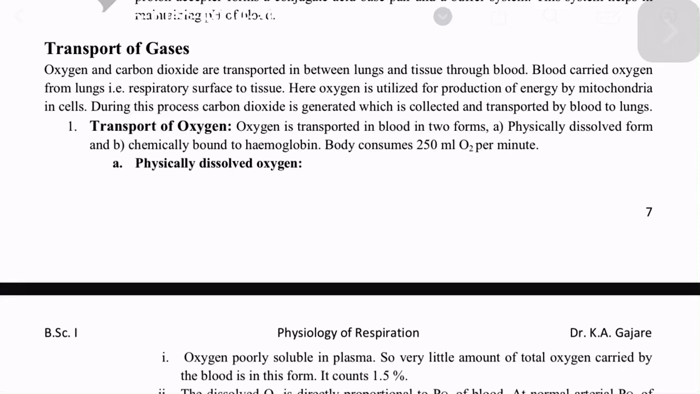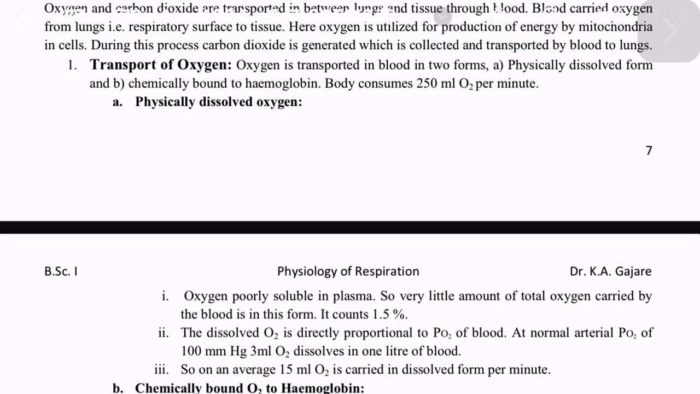1. Transport of oxygen. Oxygen is transported in blood in two forms: A. Physically dissolved form, and B. Chemically bound to hemoglobin. The body consumes 250 ml O2 per minute.